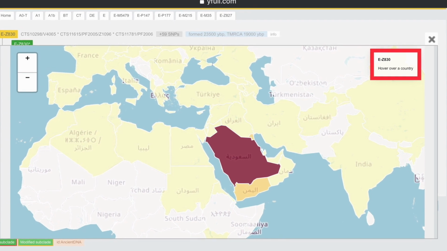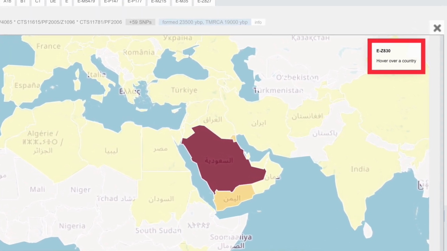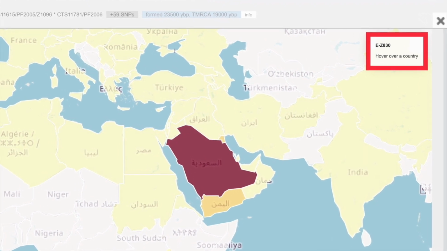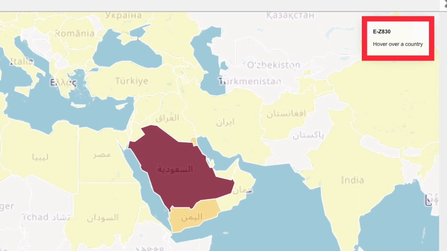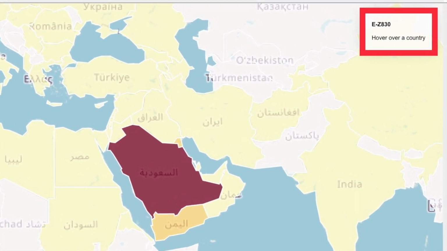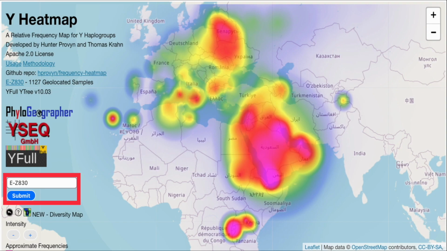E-Z830 is also quite common among Arabian populations as well. If you type in E-Z830 on yful.com, you will see a very high percentage of this subclade within the Arabian Peninsula. Also, if you type in Y heat map E-Z830, you'll still see a very high percentage within the Arabian Peninsula and throughout the Mediterranean and other parts of the Middle East, even in Africa.